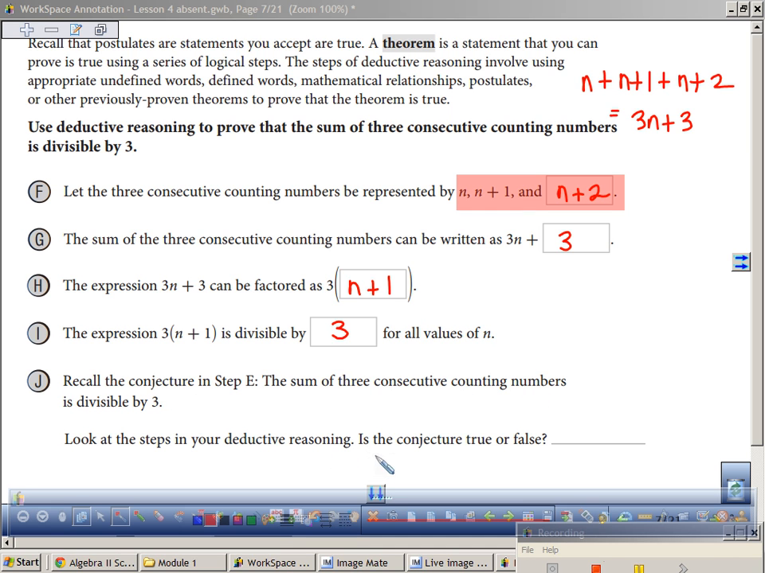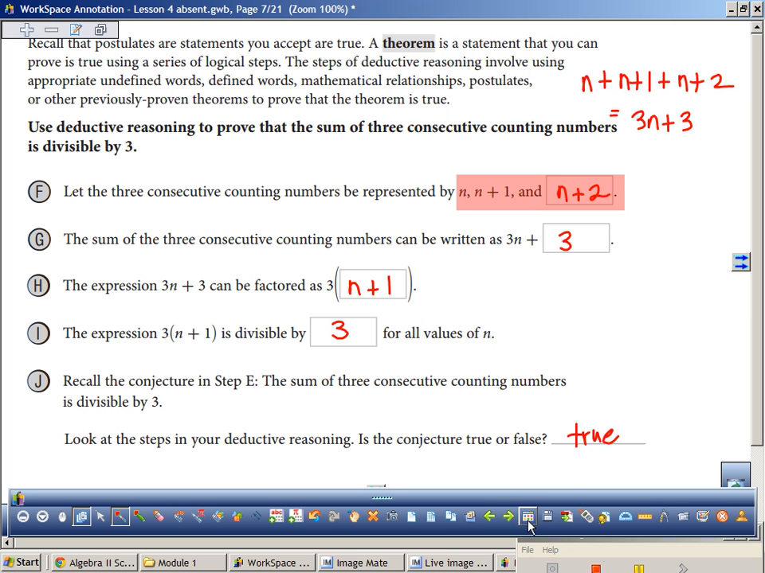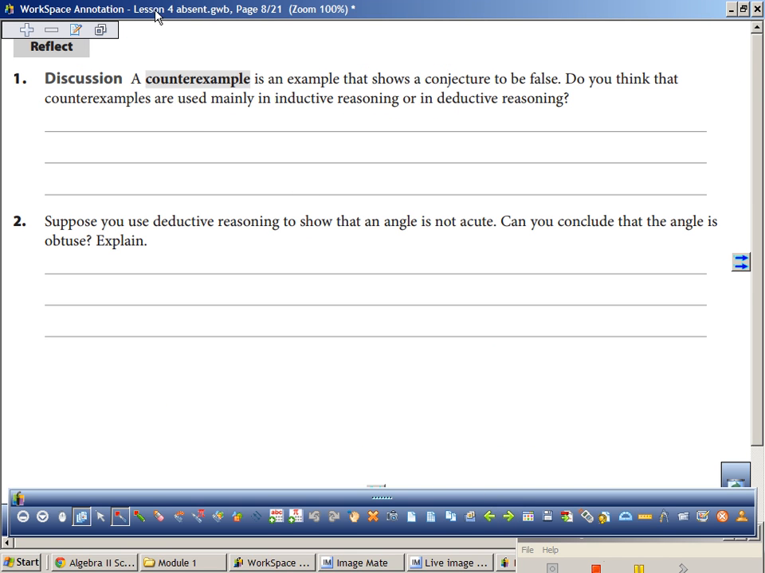Look at the steps in your deductive reasoning. Is the conjecture true or false? It's true. It is a true statement. What comes next? Questions so far? Do you see how we were kind of like a detective and plugging stuff in and coming to conclusions? Okay. All right, a counterexample.